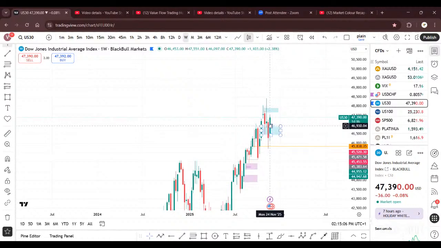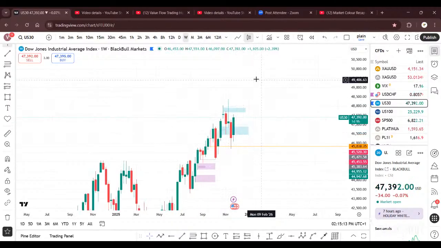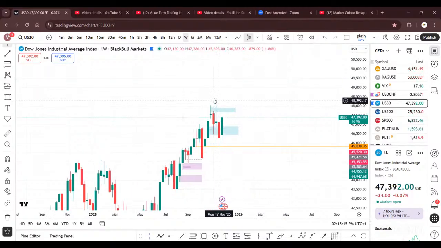If it closes this week with an engulfing, I expect that next week will just be a continuation of this movement to the upside, to go and clear its previous high that's been created, right? That's what we have on the weekly time frame.